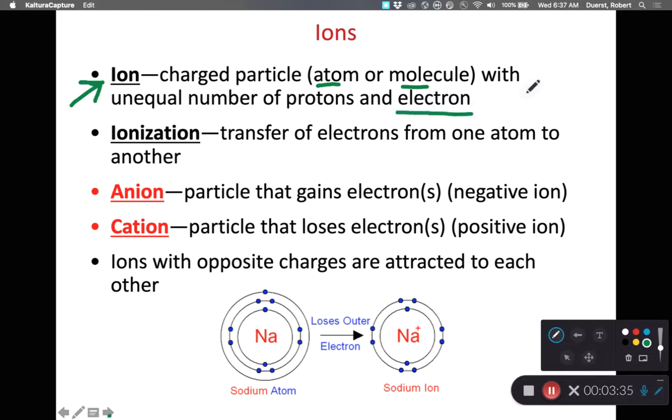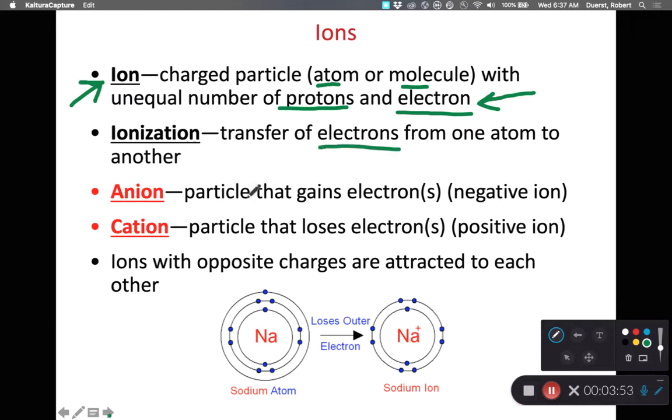We haven't talked about electrons yet. That's a prerequisite for this class, but just to review, electrons have a -1 charge, protons have a +1 charge. So if we have an unequal number of them, then the charge of that atom or molecule will be something other than 0, either greater than or less than.